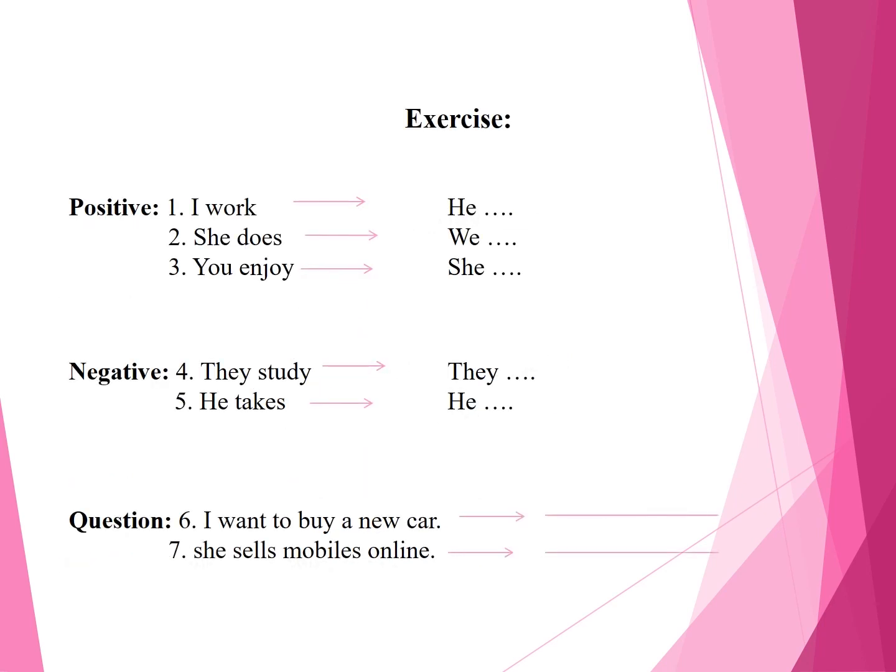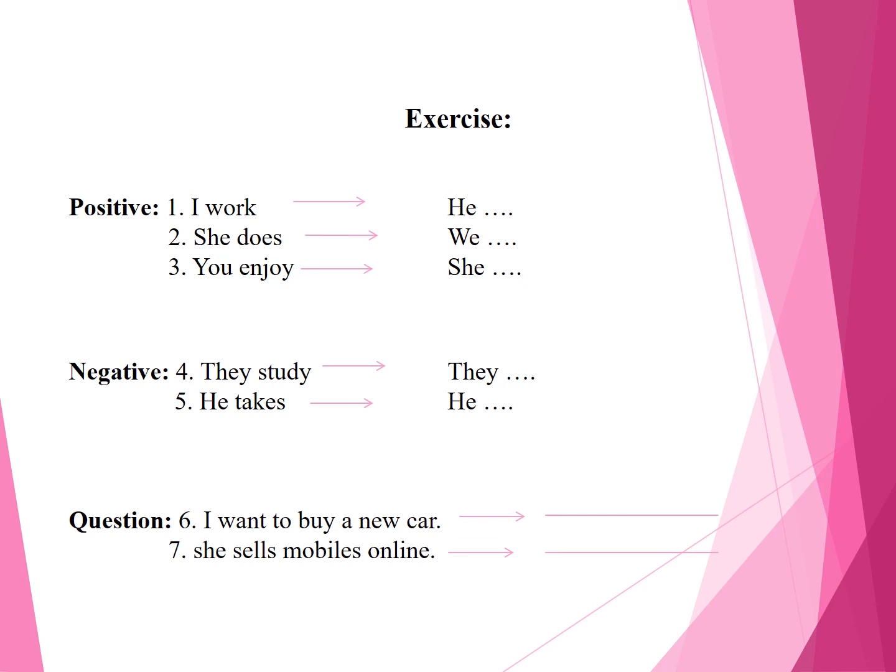You have been learning a lot, so here we have some exercises. Let's solve them together. Positive sentence. Number 1, I work. Then he works. Number 2, she does. Then we do. Number 3, you enjoy. She enjoys.